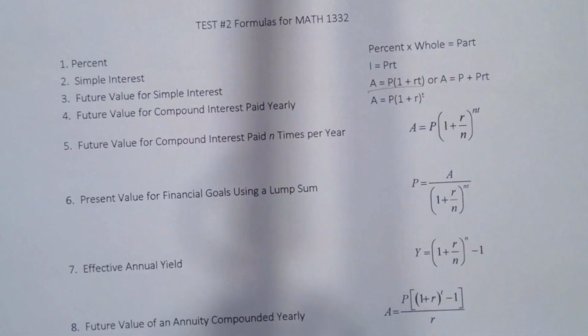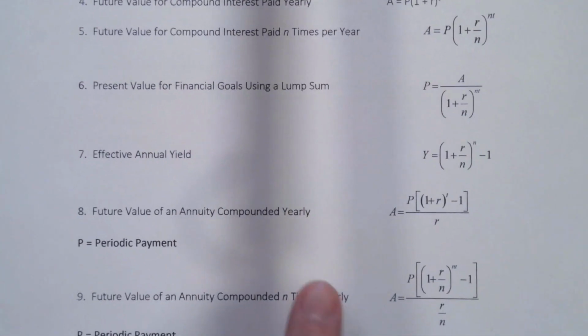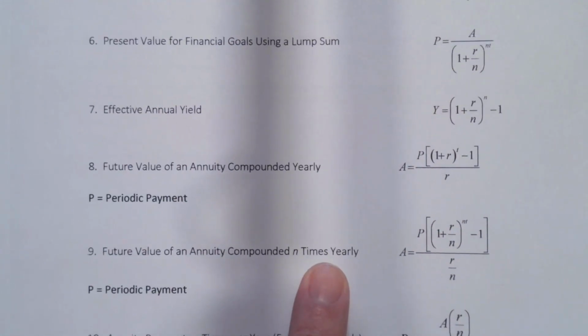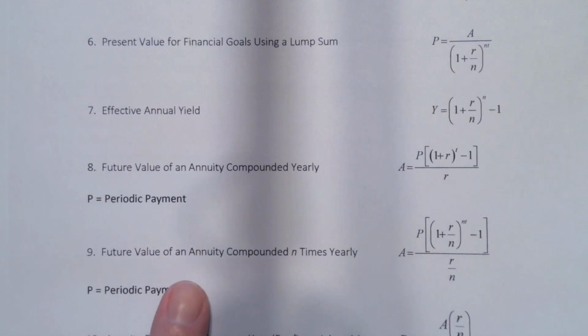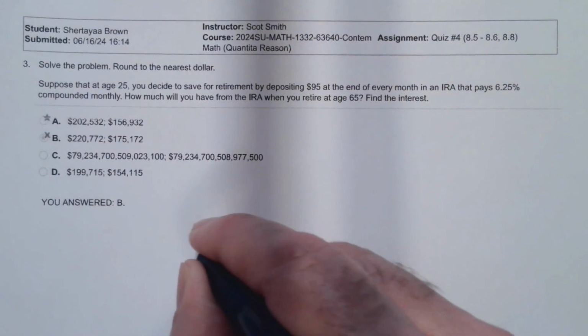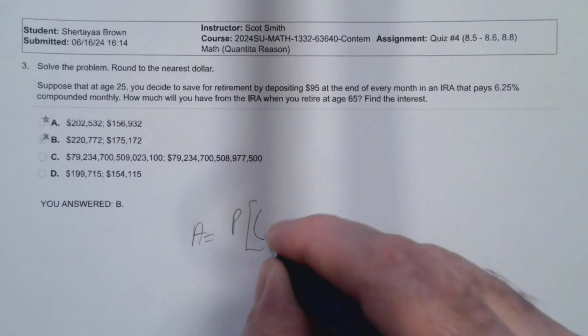So we're looking for the future value of an annuity that's compounded n times per year. In this case, n is 12. Because we're given that P, our periodic payment, is $95, we're using this formula in number 9. So let me go ahead and write that down. And I'm pretty sure you were using the right formula.